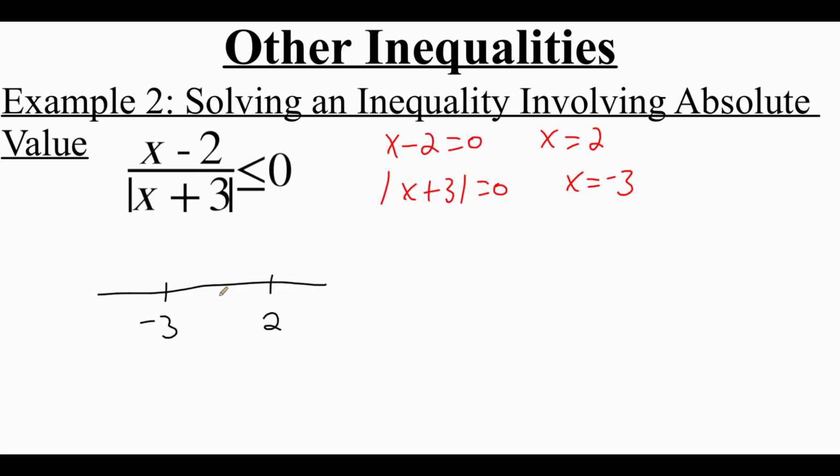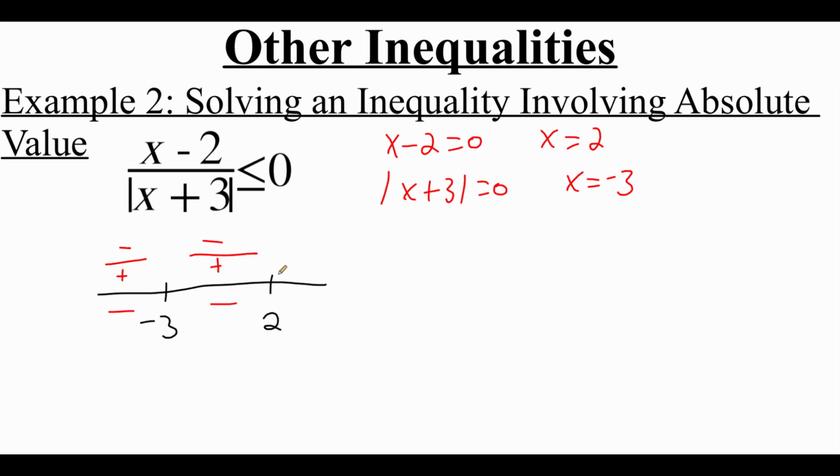Now if I start checking signs, if I plug in something left of negative 3, so maybe negative 4, on top I'm going to get a negative value. And on bottom, if I plug in the negative 4 inside of that absolute value, I'm going to get a negative answer, but when I take the absolute value of that, it's going to turn positive. So a negative divided by a positive is going to give me a negative result. If I plug in something between negative 3 and 2, so maybe 0, on top I'm going to get a negative result. And if I plug in 0 on bottom, I'll get a positive result, and the absolute value of something positive stays positive, so negative divided by positive is a negative result.